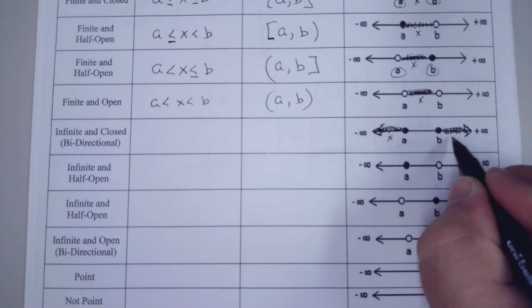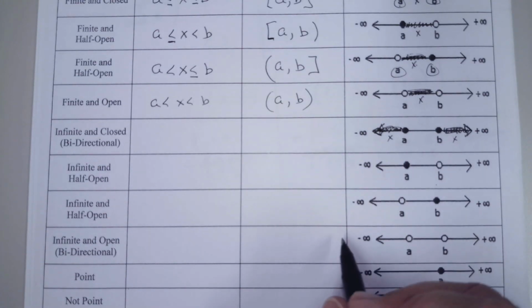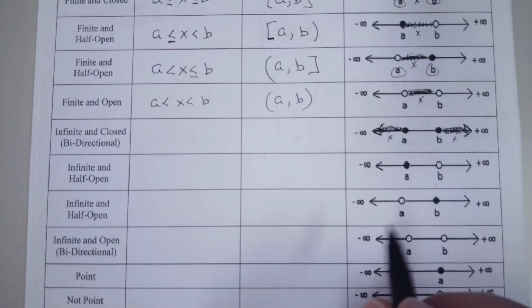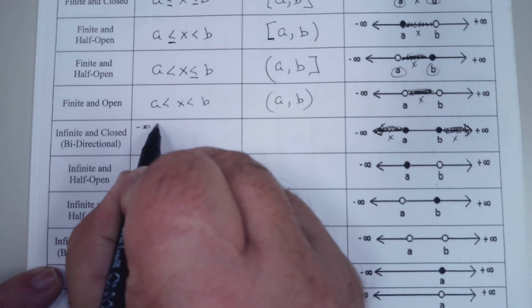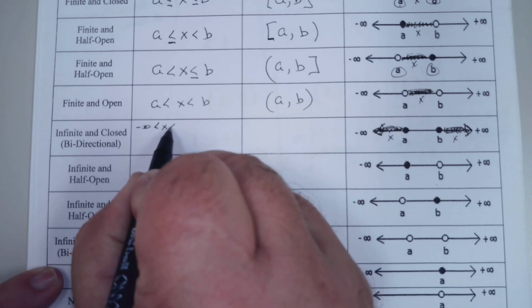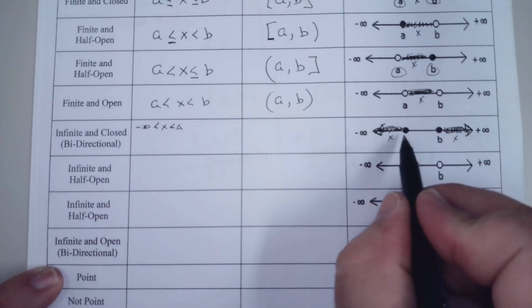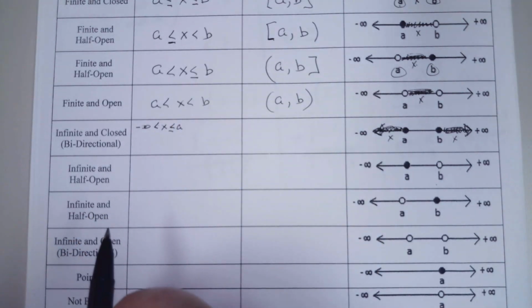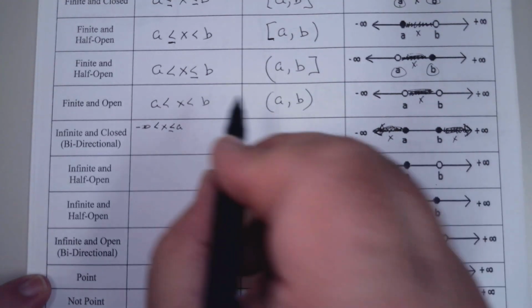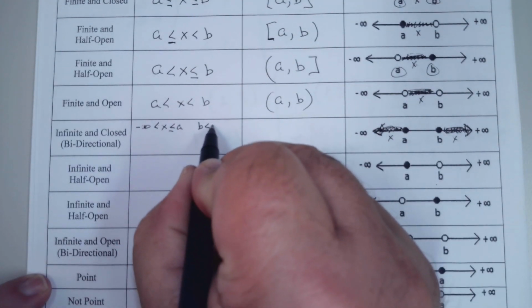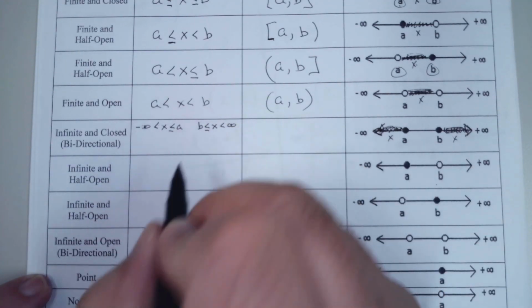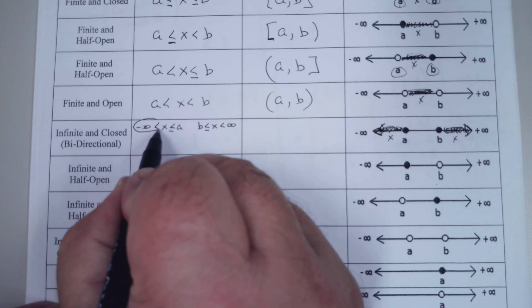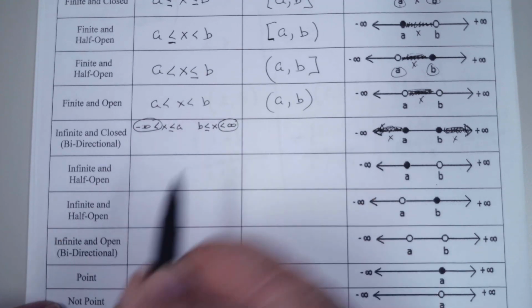So these are your x's. I start with negative infinity, go through x, and go to a. So I can close it. Likewise here, I go from b through x to infinity, and I can use b. But the infinities are redundant.